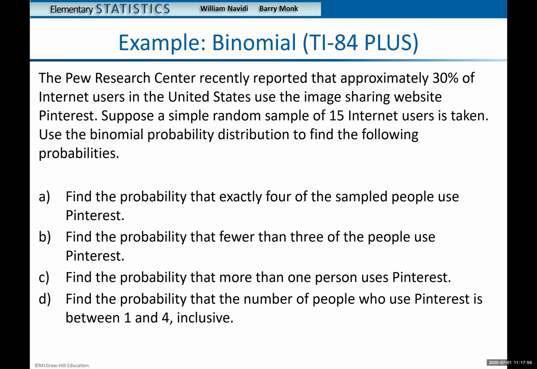The research center recently reported that approximately 30% of internet users in the US use the image sharing website Pinterest. Suppose a simple random sample of 15 internet users is taken. Use the binomial probability distribution to find the following probabilities. We're going to solve A, B, C, and D. A is the probability of exactly 4. Next, fewer than 3. Letter C, more than 1. And letter D, between 1 and 4 inclusive. So what do you mean by exactly 4?